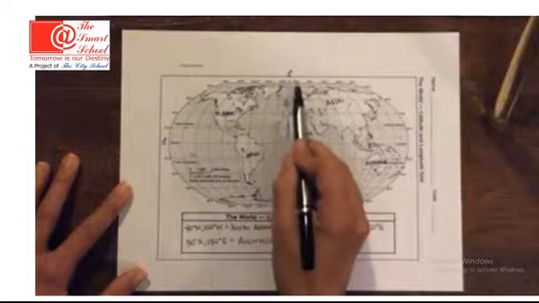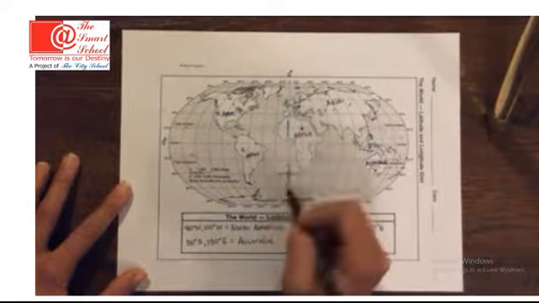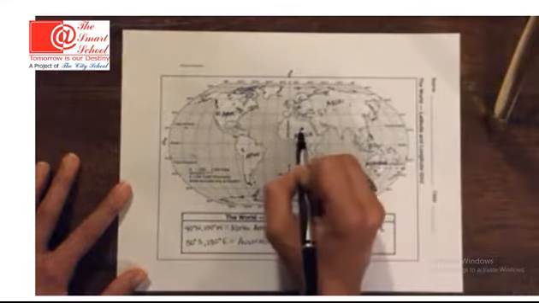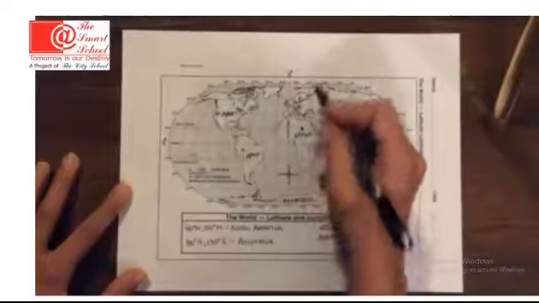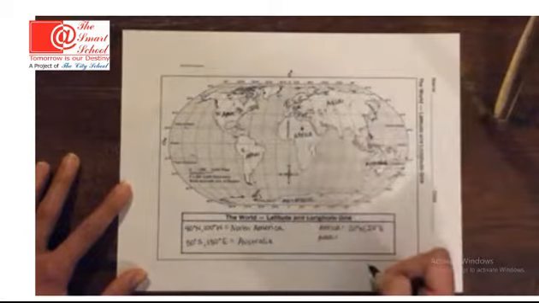Now, if it had not told me the directions, for example, if it just said 20 degrees, I could still look at my map and know that I'm on the right side of my prime meridian, so it must be east, and I'm above my equator, so it must be north. So that's how I would know my directions if it's not marked on the map.